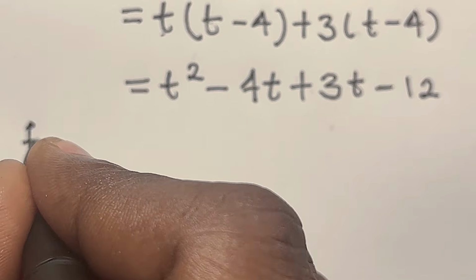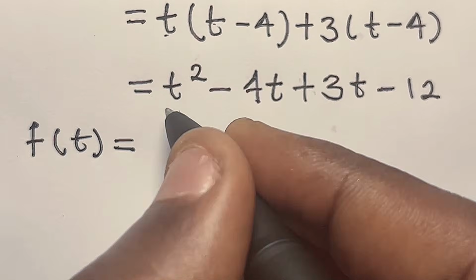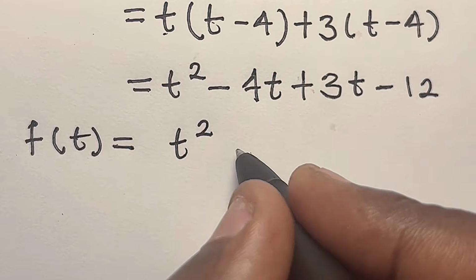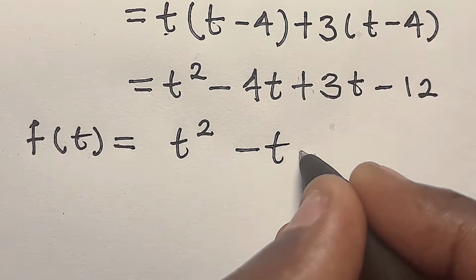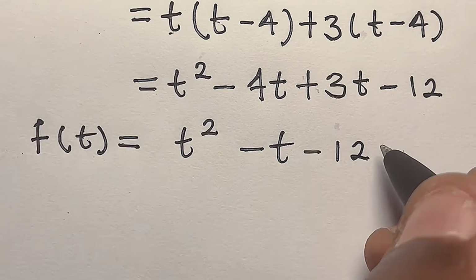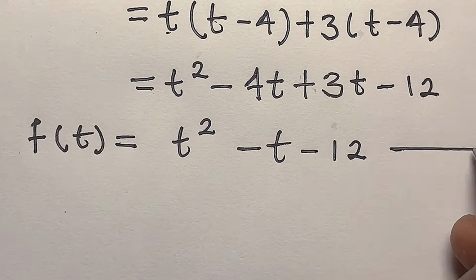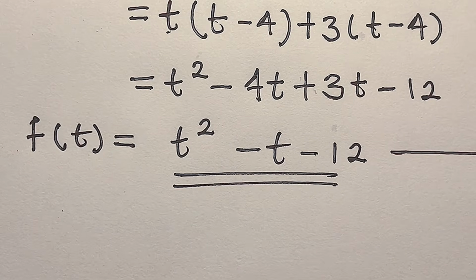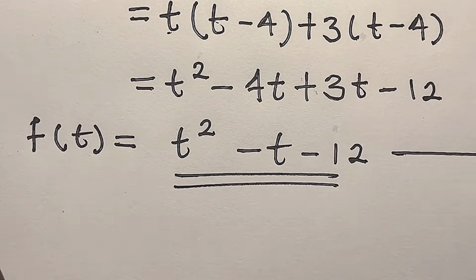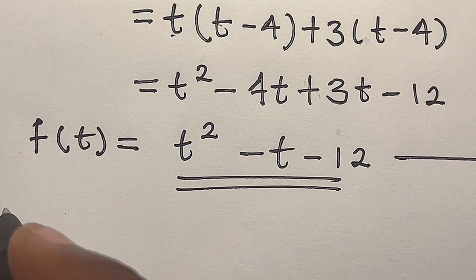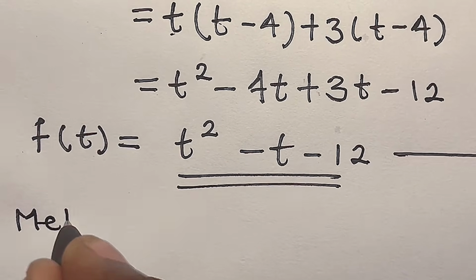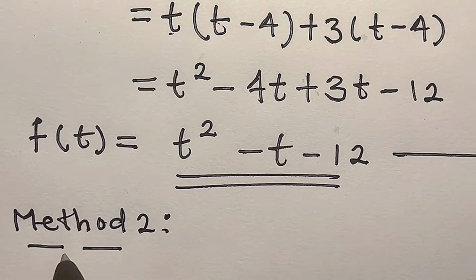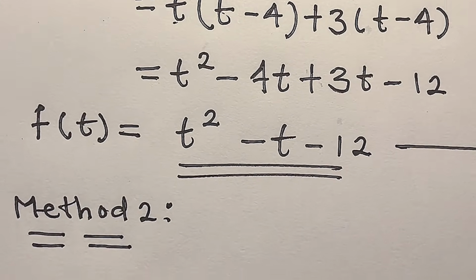Therefore, we have f of t equals t squared minus 4t plus 3t, that is minus t, minus 12, right? So just state this equation, note it. This is our answer, right? So this is f of t. So let's consider that as method 1. So now our second method. Let's try another method so that we can see which one works for us perfectly.